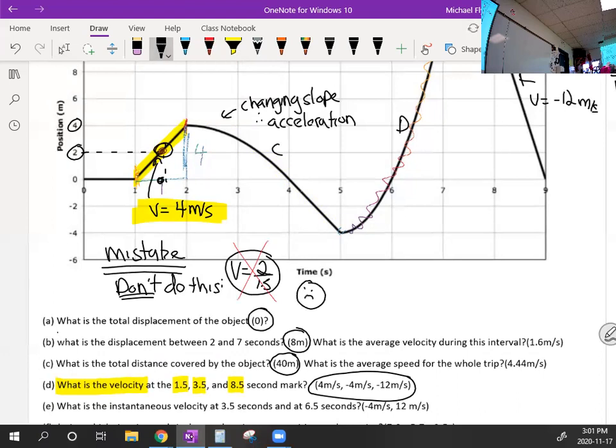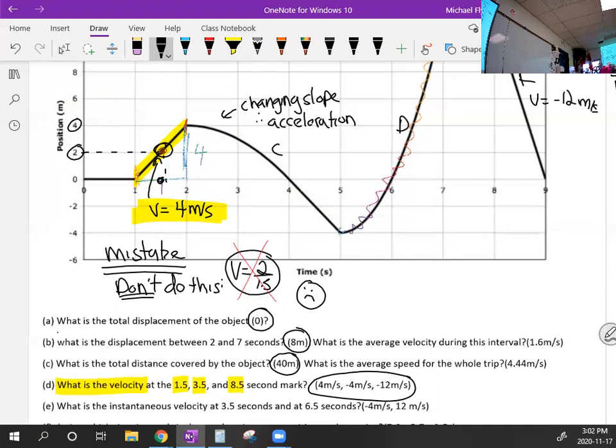Don't do that. Okay, that's just not right. So please don't do that. It's a common mistake. I see it all the time. I'm still waiting for a class where the entire class, nobody does that. Okay, so just remember, slope at a moment in time.